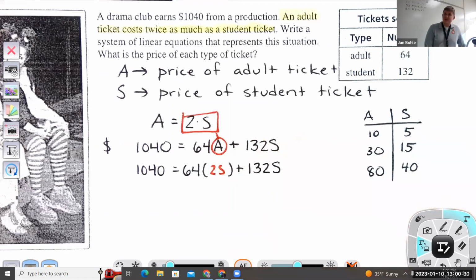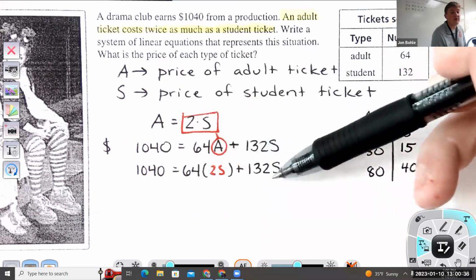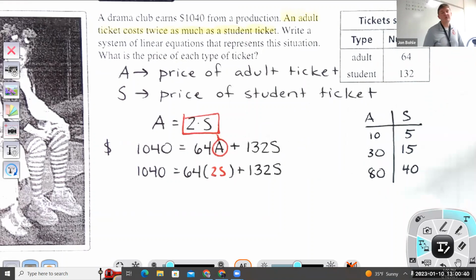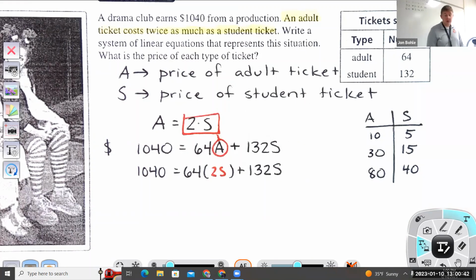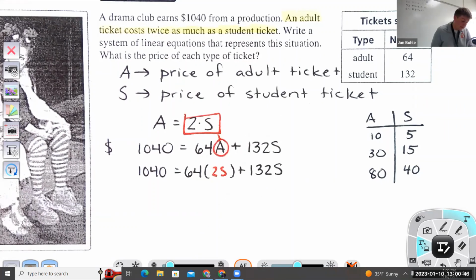I forgot to mention this earlier. After you do this little substitution, if you have more than one variable, let's say you have A's and S's or X's and Y's, you substituted it wrong. You should notice how I have only S's. That's kind of the way it should be.